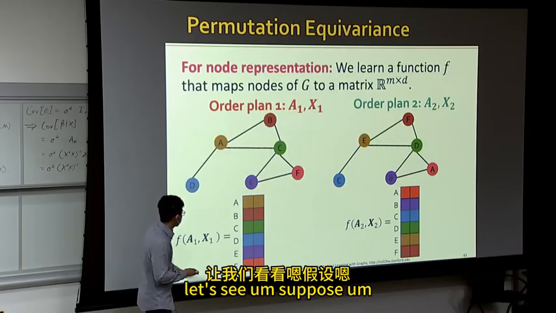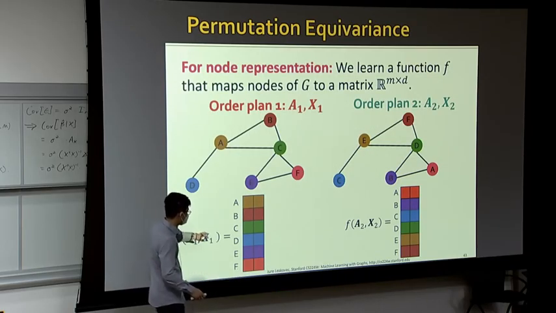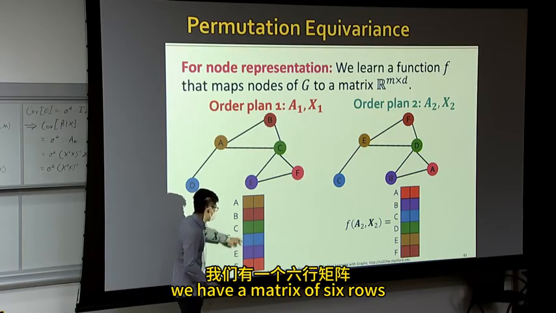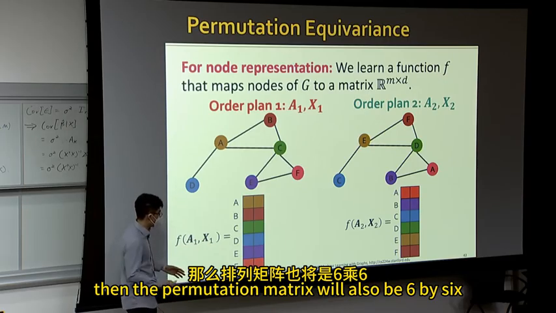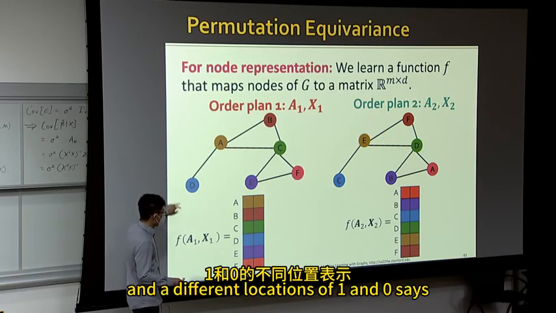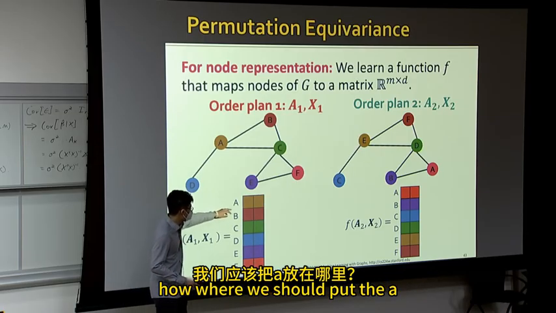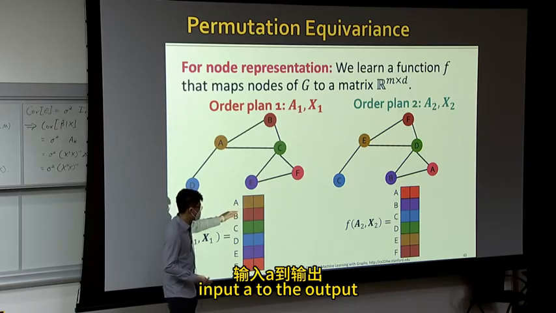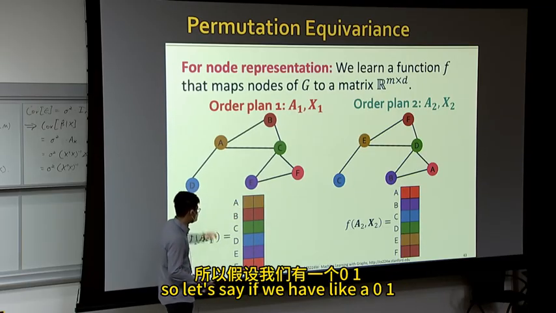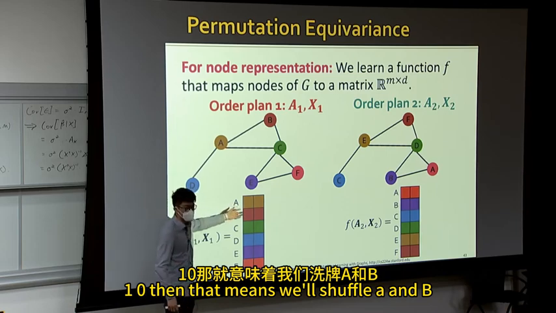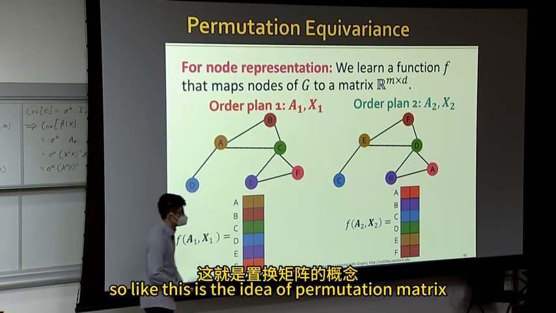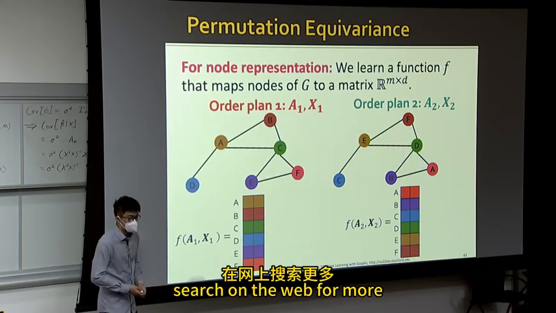Right. Let's see. Suppose we have a matrix of 6 rows, then the permutation matrix will also be 6 by 6. And different locations of 1 and 0 say where we should put the input A in the output. So let's say if we have a 0, 1, 1, 0, then that means we'll shuffle A and B. So this is the idea of a permutation matrix, and you can also search on the web for more.